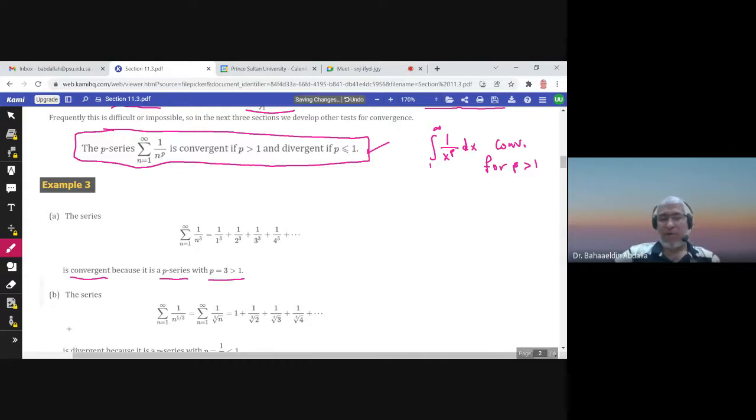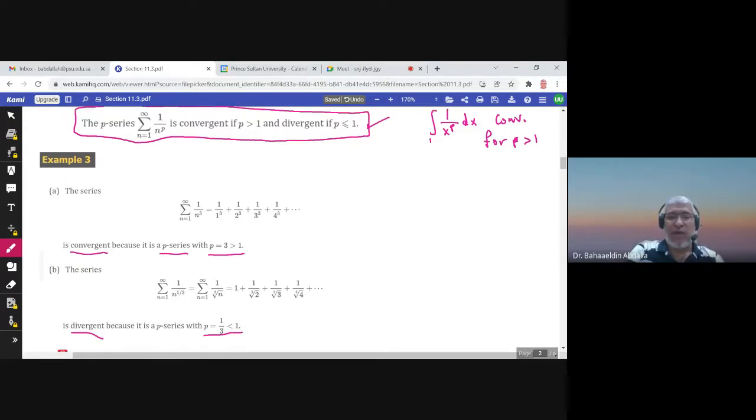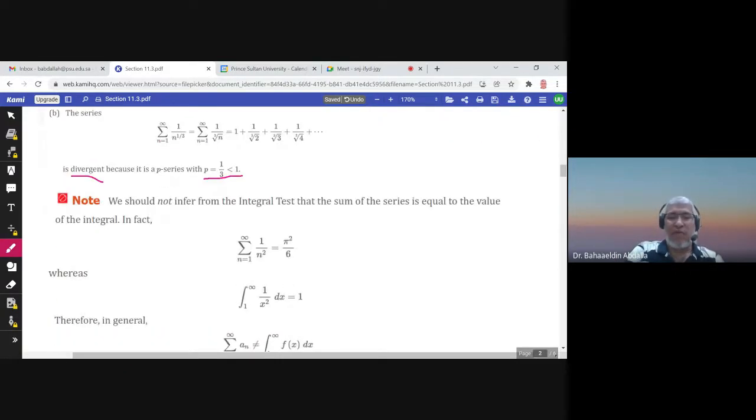So from now on, we would like to know or see the p series immediately. If we just see a series, is it a p series or not? And we recognize it. And we know that it's convergent when p is greater than 1 and divergent if p is less than or equal to 1.